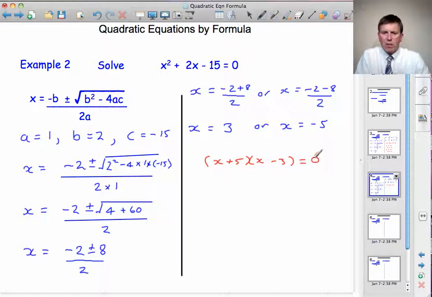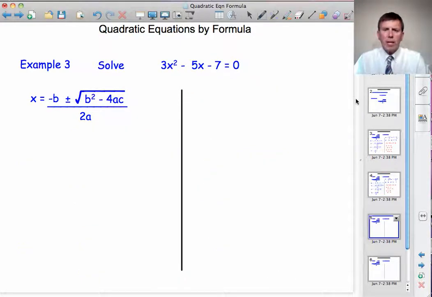So once we've got it factorised, either the first bracket is 0, and that would imply that x equals minus 5, or the second bracket is 0, and that would imply that x equals 3. So you can see we get the same answers again, x equals minus 5 and x equals 3.